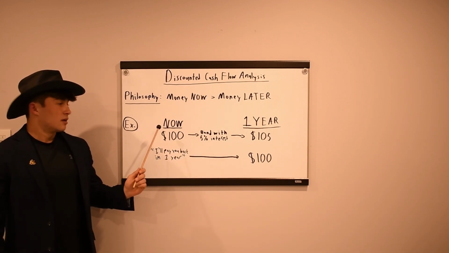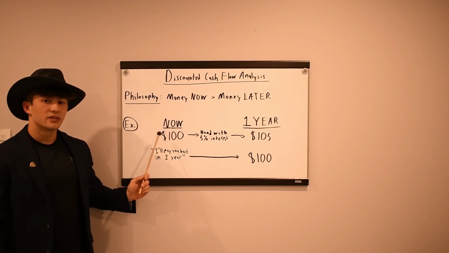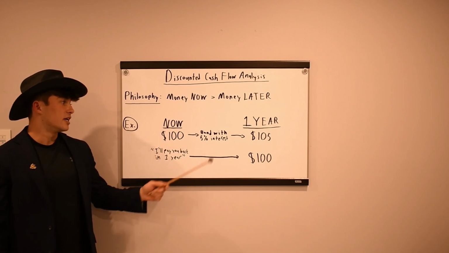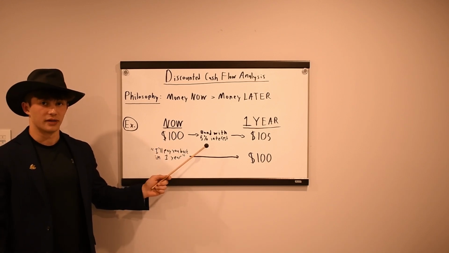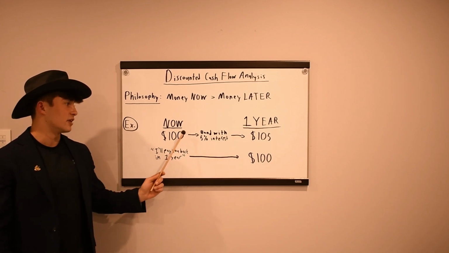First of all, let's say you gave your friend $100. In the first example, he pays you back right away. Then theoretically, you could put that money into a bond with a 5% interest rate. And in the future, in 1 year, you'll have $105 and have made $5 profit.